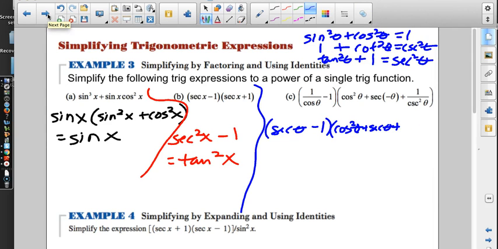And I see something I really, really like in those parentheses. Do you see it? Cosine squared theta plus sine squared theta is 1. That looks familiar. We just did that.